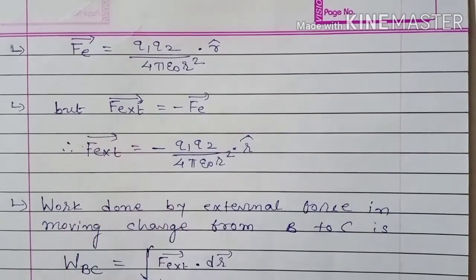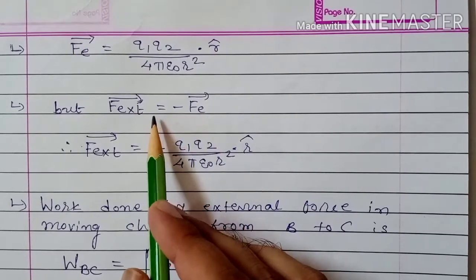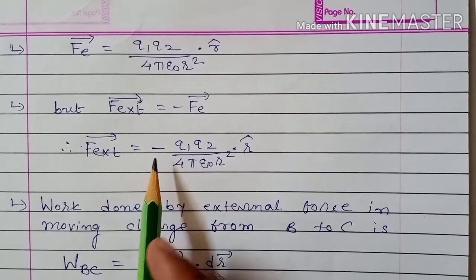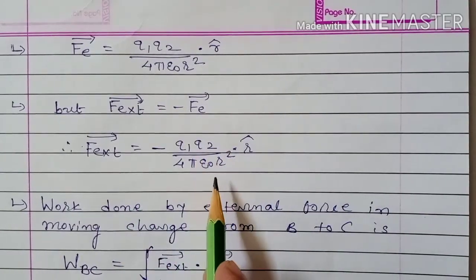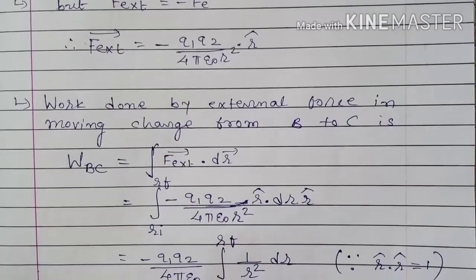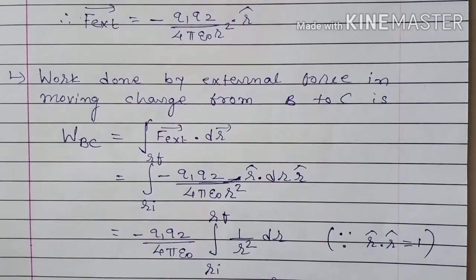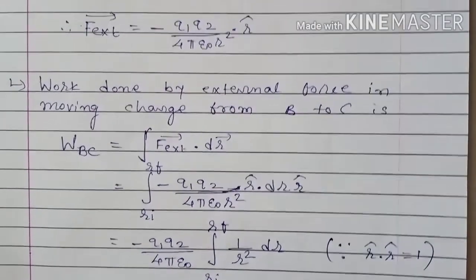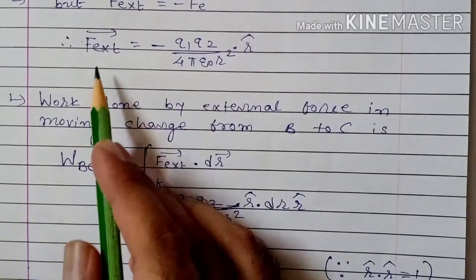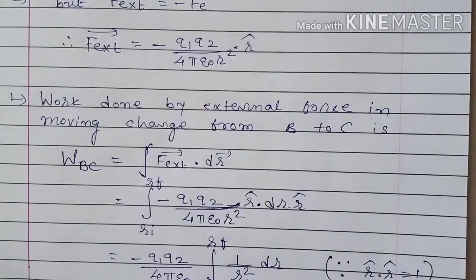But external force acting on Q2 is nothing but opposite to Fe vector. F external vector is equal to minus Fe vector. So external force is equal to minus Q1 Q2 upon 4 pi epsilon naught R square into R cap. Work done by external force in moving charge from B to C is, we know that this force is a variable force, non-uniform force. This value of force depends on distance r. With distance r, value of external force changes.